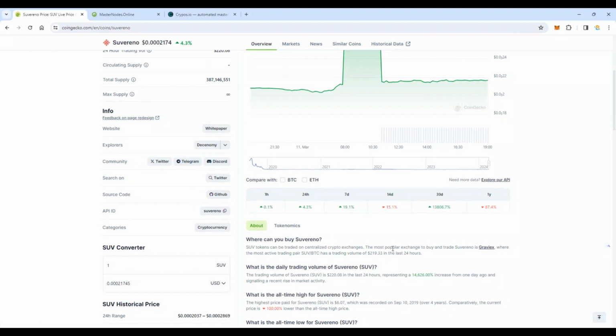So where can you buy Soberano? SUV tokens can be traded on centralized crypto exchanges. The most popular exchange to buy and trade Soberano is GravyX, where the most active trading pair, SUV BTC, has a trading volume of... this is funny. Now let's look at this exchange called GravyX.